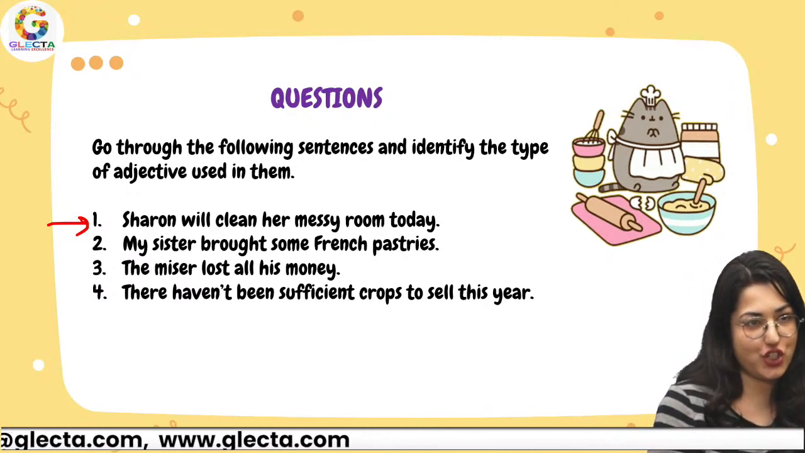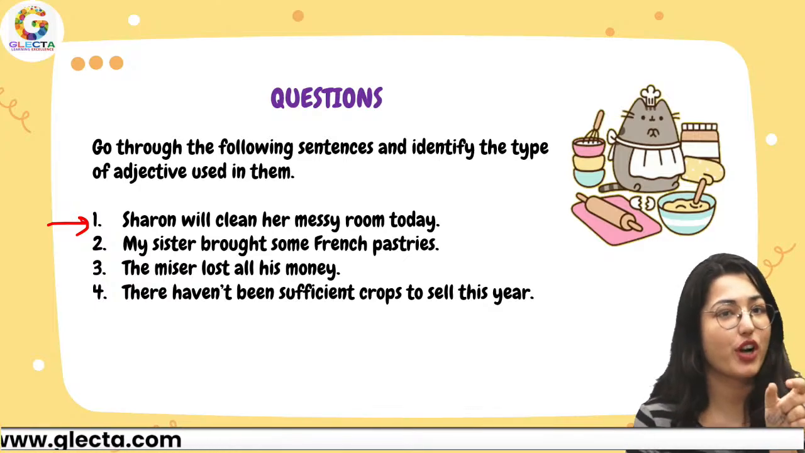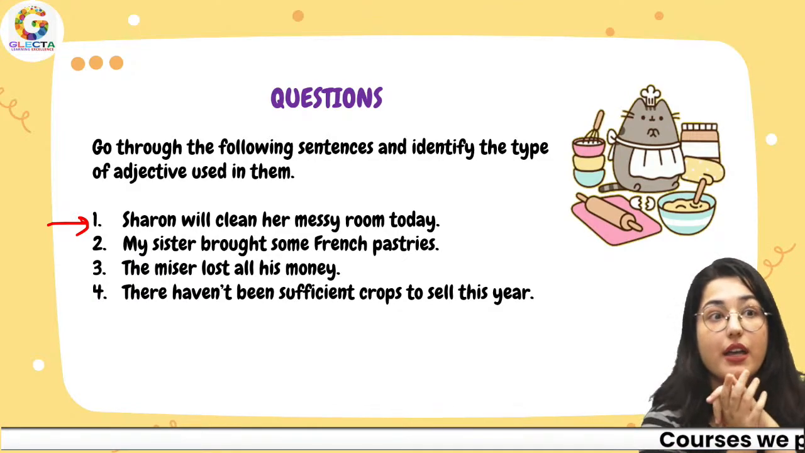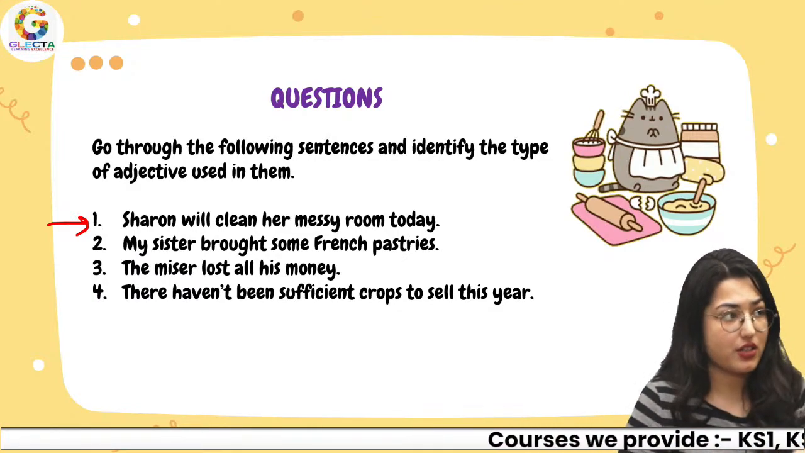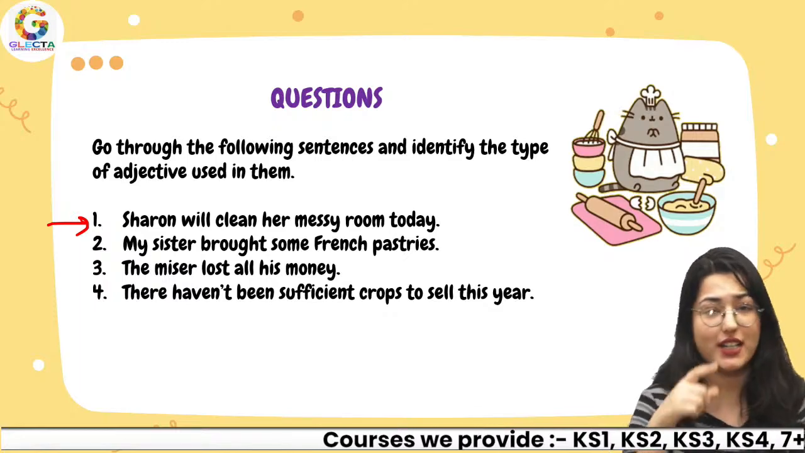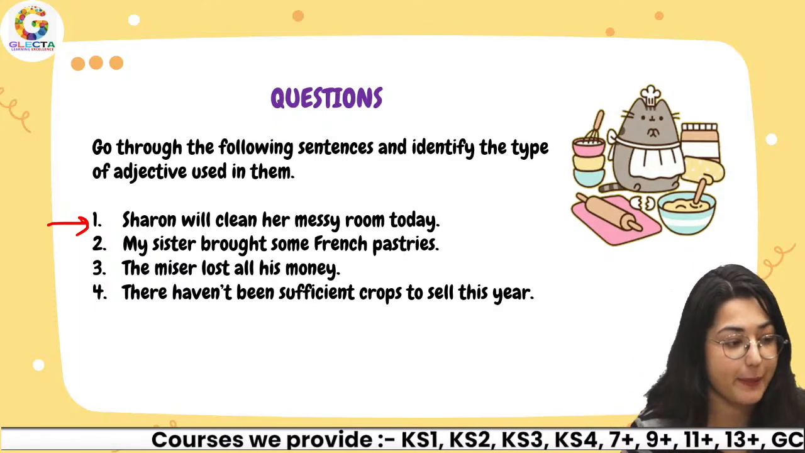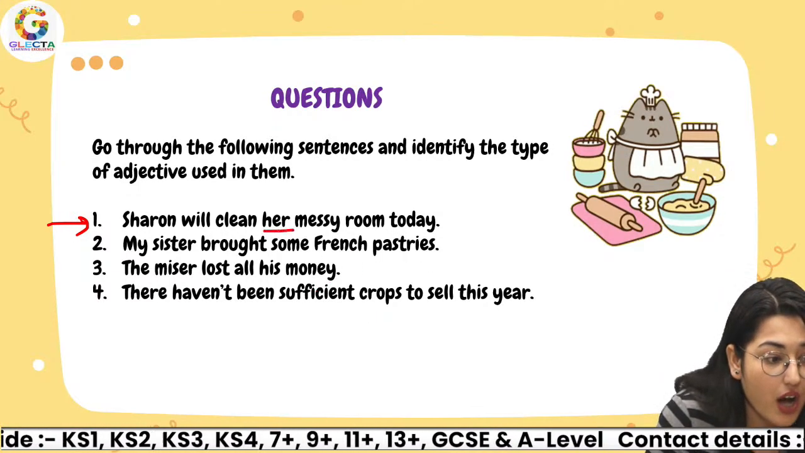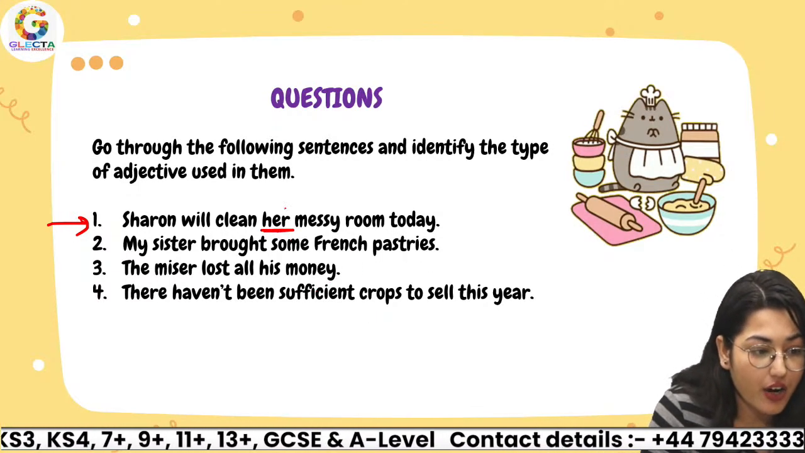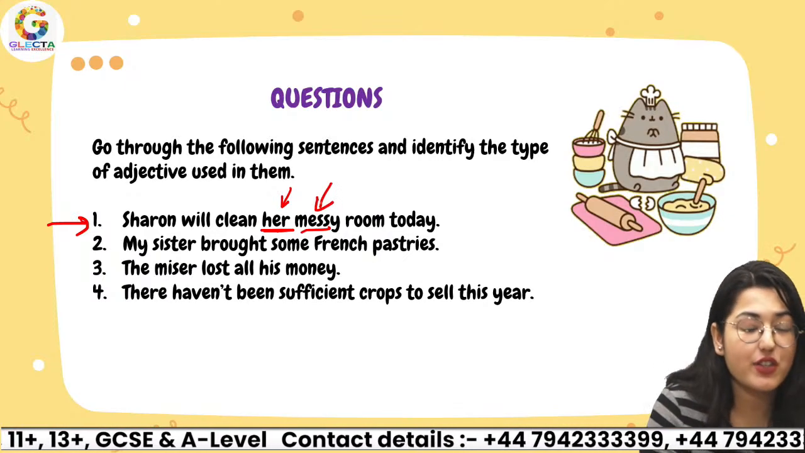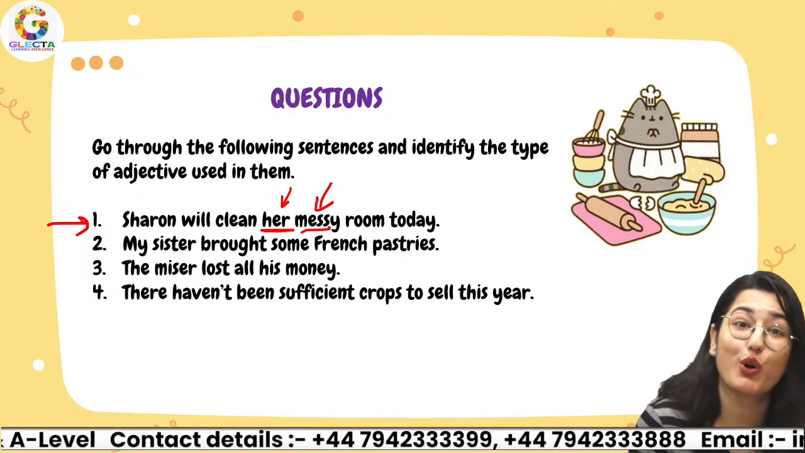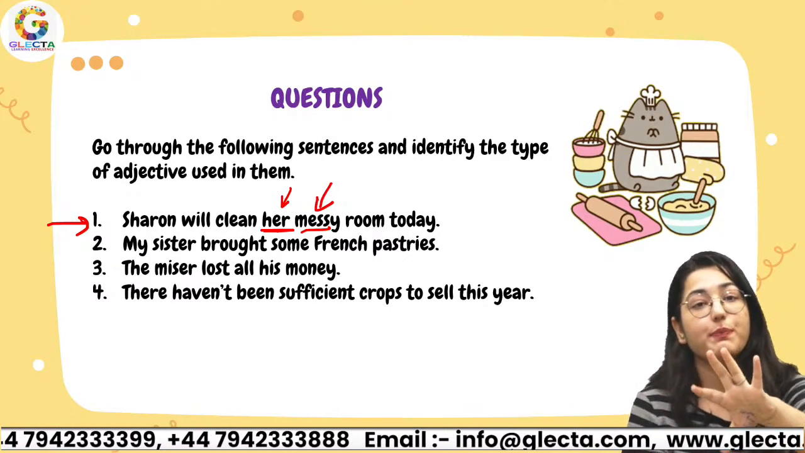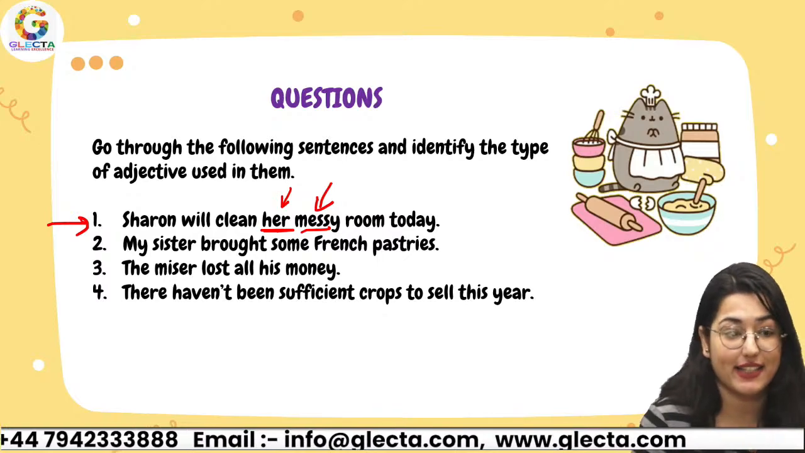Second is French. Students, do you write the word? But also write down the type, because in your exam, a question can be asked. The word, tell the type. It's like that, okay? So, now Sharon will clean her messy room. Her messy room. Her is a kind of possessive. Messy is also an adjective of quality. It's not just one word that is the adjective there. It could be more than two adjectives as well.